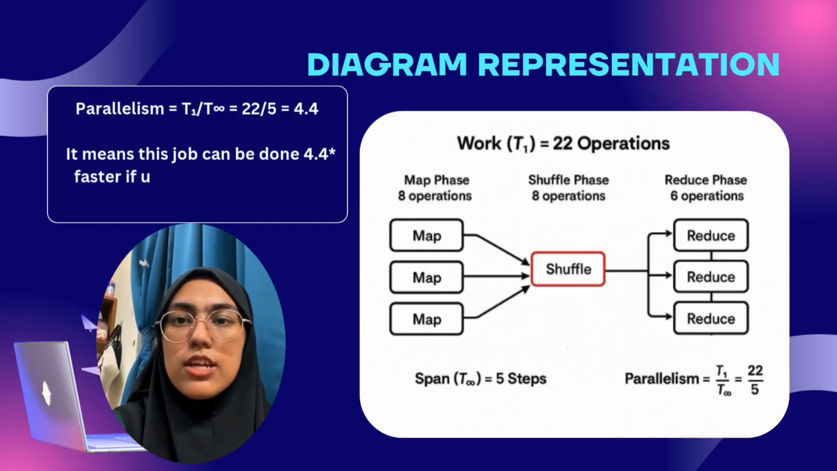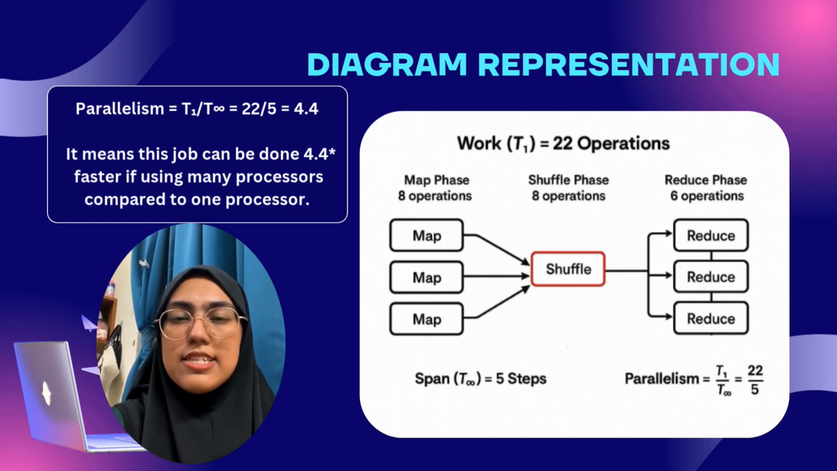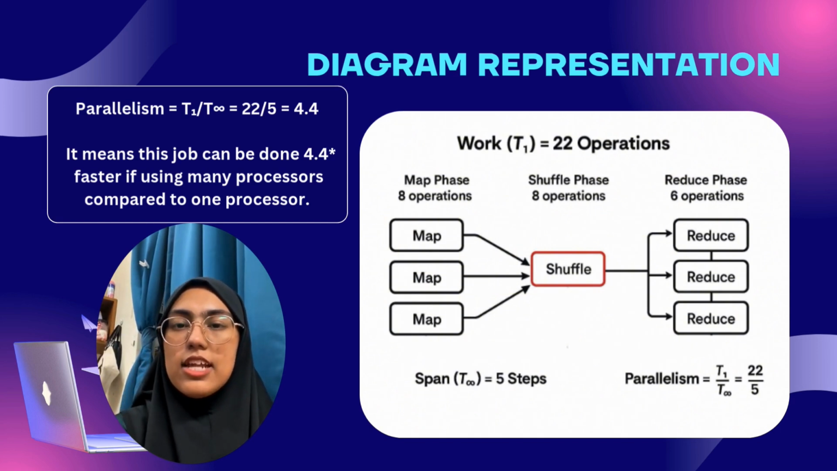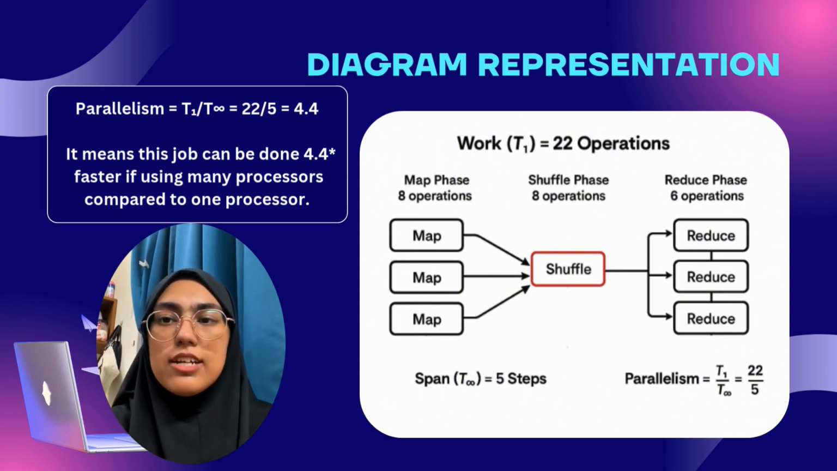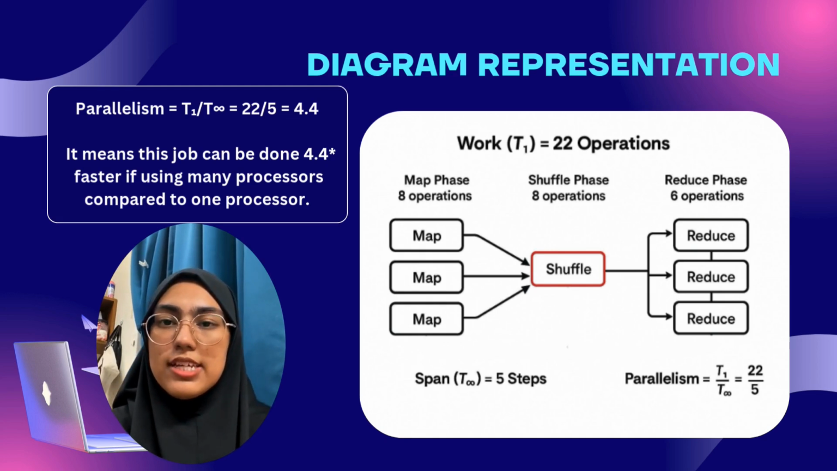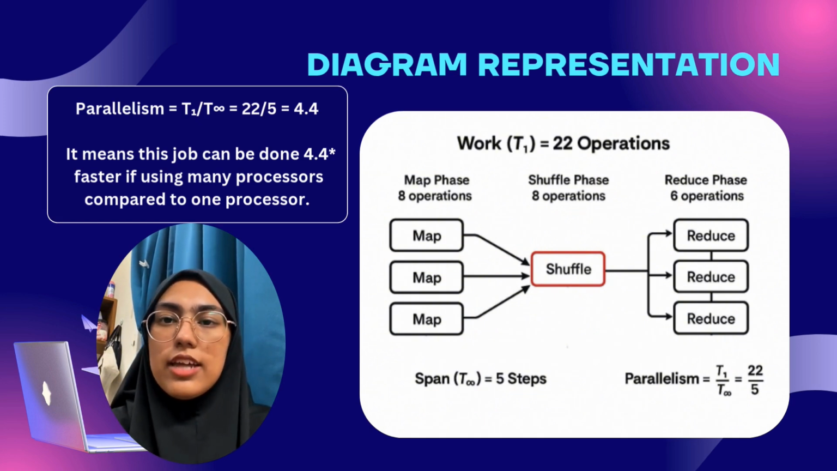Parallelism, we use work divided by span. So, 22 divided by 5, we get 4.4. This means the algorithm can run 4.4 times faster with multiple processors than with just one. To summarize, work and span help us measure how efficient a parallel algorithm is. By calculating total work and the critical path, we can understand how much speedup we gain with parallel processing. This is important to design faster and more efficient systems.